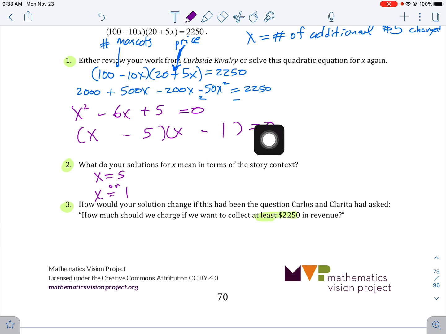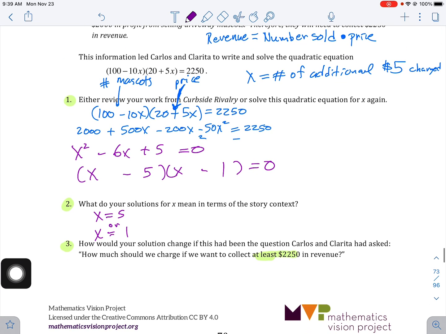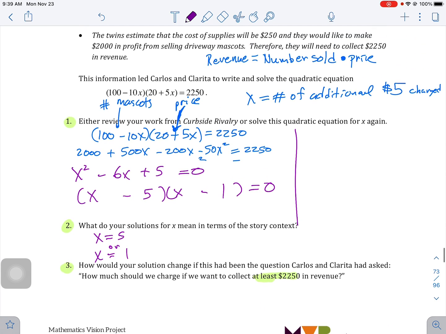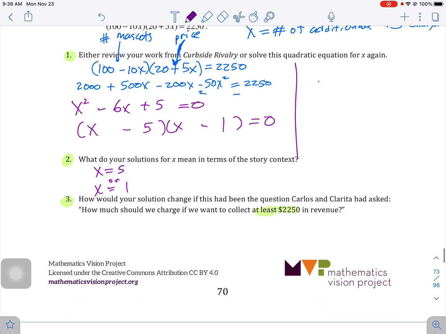If x is 5, this equals 0. If x is 1, it equals 0. So those are our solutions. What does it mean? Well, it means a couple things. One thing is that we can figure out the number of mascots is 100 minus 10x. So if x equals 1, it'll be 100 minus 10 times 1, which is 90.